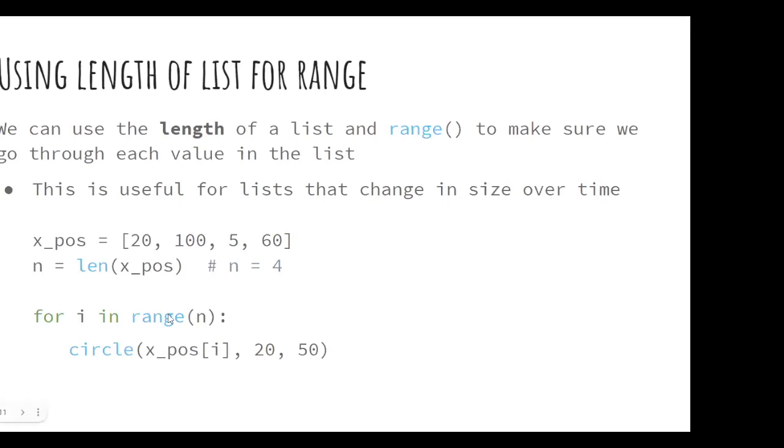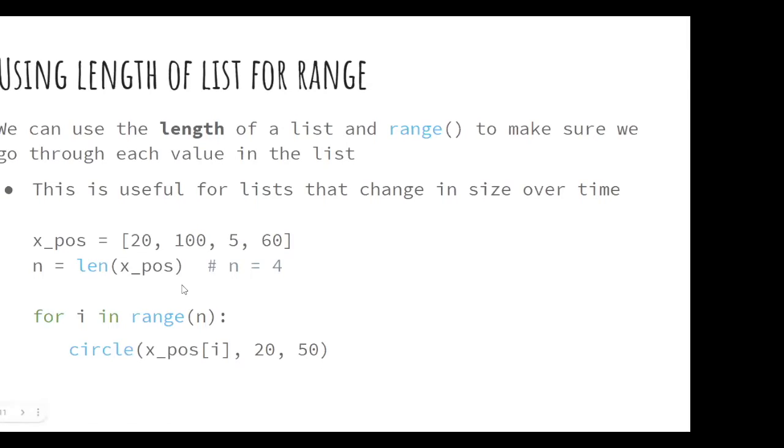Now, for i in range n, so what does n mean over here? n means 4 because we have found out that that is the length, okay? Now for i in range 4, circle would be x_pos of i, comma 20, comma 50. So what's going on over here is that there are 4 values, right? So first we are taking 20 to be the first value over here, and then this is the x value, this is the y value, and that's the diameter 50.